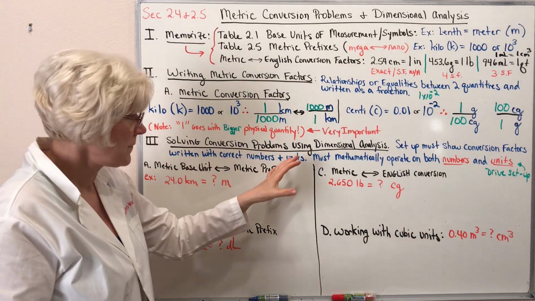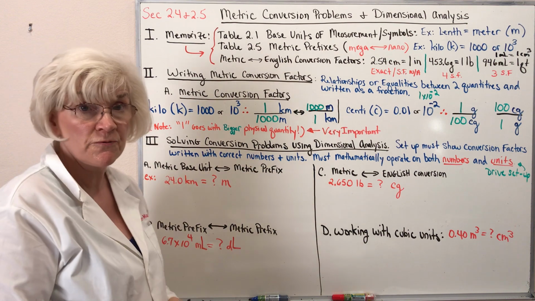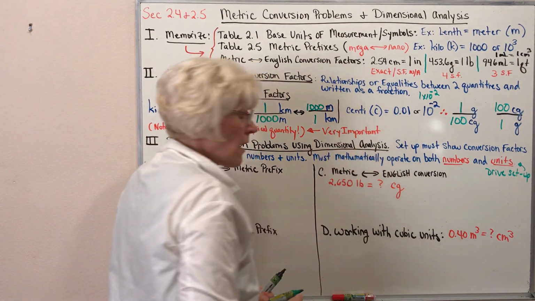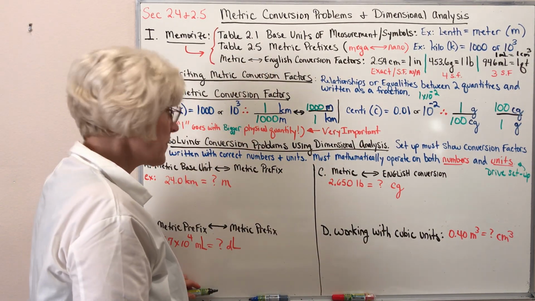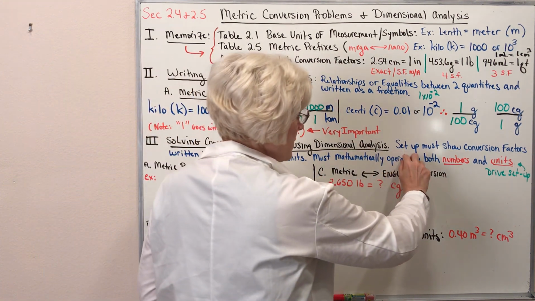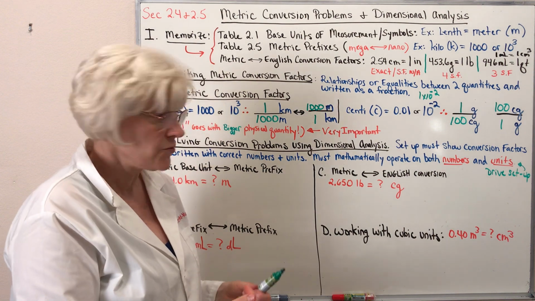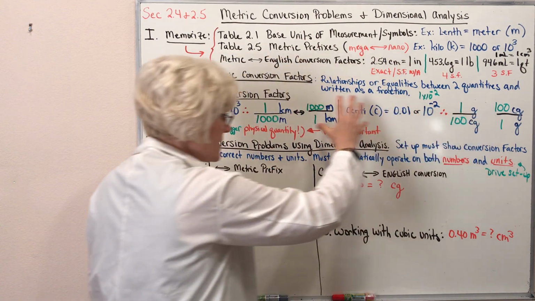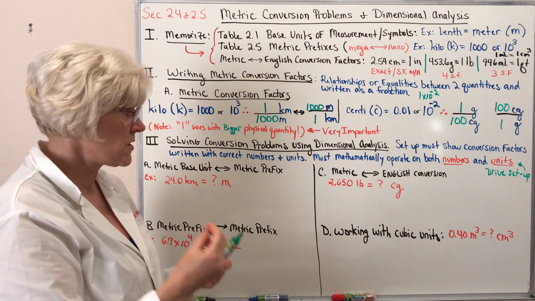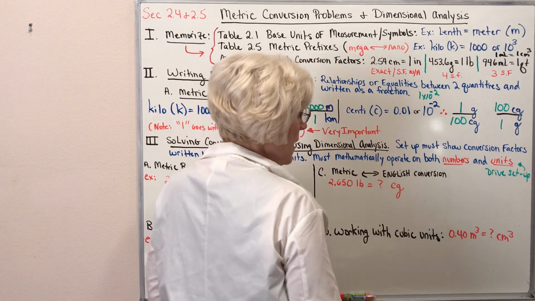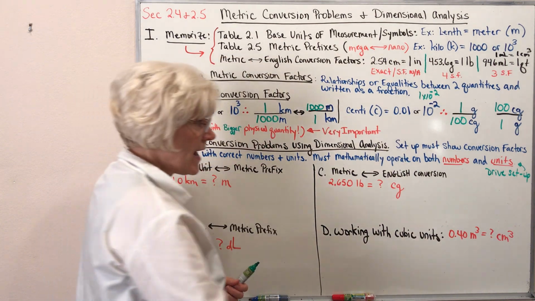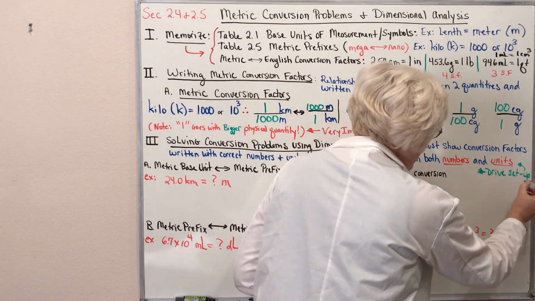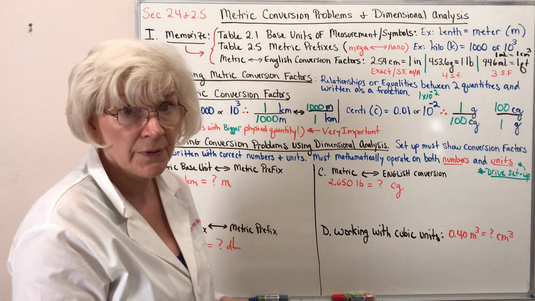Okay, let's see if we can't jump in and take a look at how we solve conversion problems using dimensional analysis. So what do we mean when we talk about dimensional analysis? What we mean is that the solution to the problem must be a setup that shows conversion factors written with the correct numbers and units as we've been practicing up above. And this is so important, you must mathematically operate on both the numbers in the setup and their units. And as I've written here, and let's emphasize, the units drive the setup in the problem.